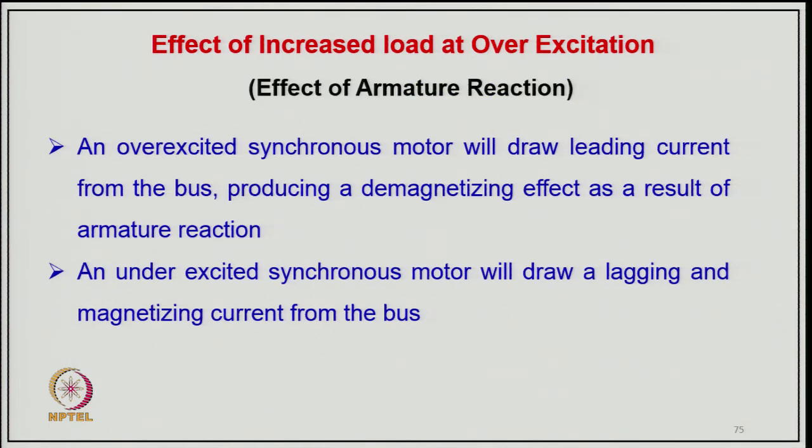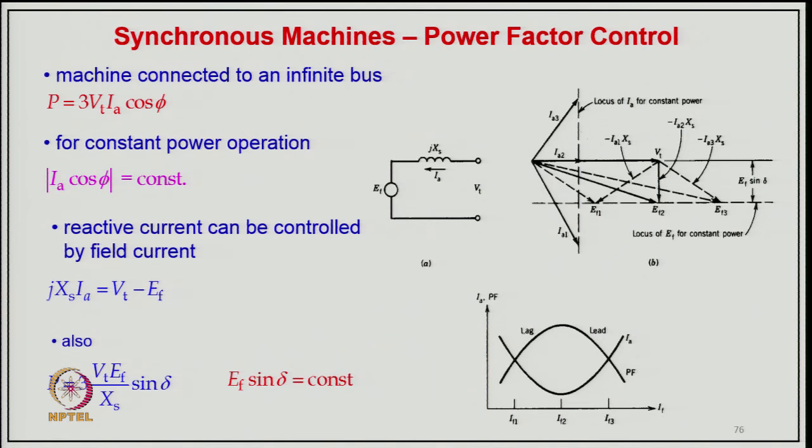Now, discussing the effect of armature reaction, the overexcited synchronous motor will draw leading current from the bus, producing a demagnetizing effect of armature reaction as a result of overexcitation. An under excited synchronous motor draws a lagging, magnetizing current from the bus. For a machine connected to an infinite bus, P equal to 3 Vt I A cos phi, and for constant power, I A cos phi equal to constant. So, the reactive power can be controlled by field excitation, that is j I A X S equal to Vt minus E F, and also P equal to 3 Vt E F upon X S into sin delta, or E F sin delta equal to constant.